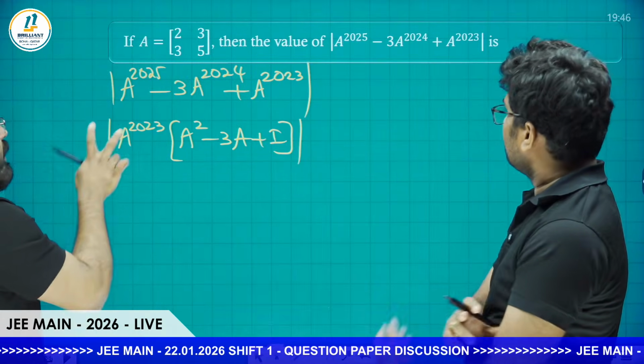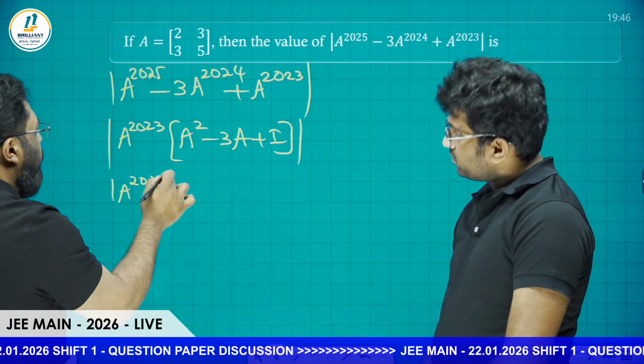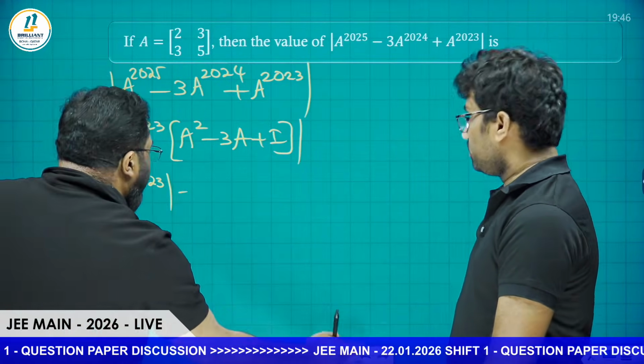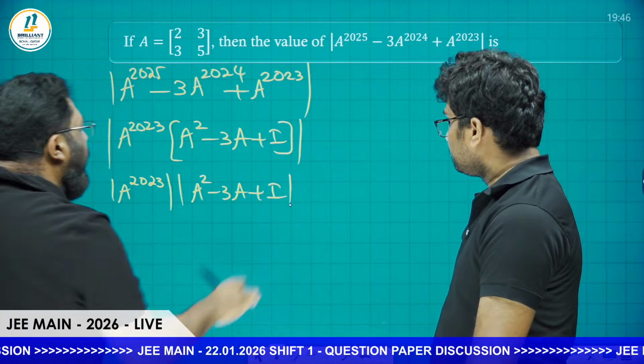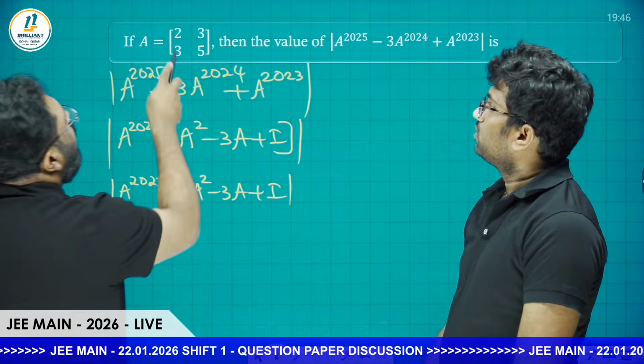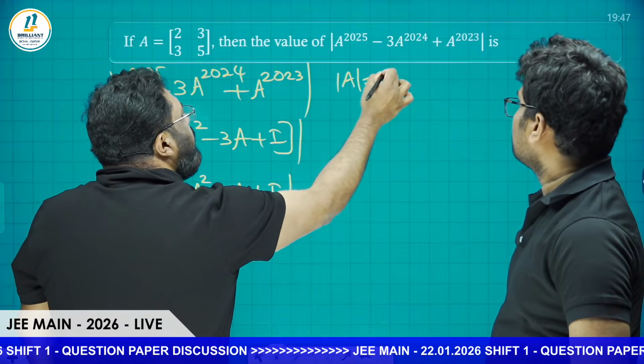And the determinant property says determinant of AB is equal to det A into determinant of B, which is into determinant of A squared minus 3A plus I. So our only headache is to get the determinant of A. Here 10 minus 9 is 1. So det A is equal to 1. Very simple.